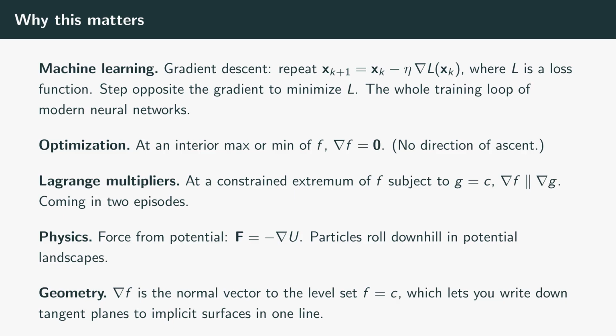Where does the gradient actually show up? Everywhere. Machine learning first. The training algorithm for almost every modern neural network is gradient descent. You define a loss function, L, that measures how badly your model is doing, you compute the gradient, del L, with respect to the network's parameters, and you nudge the parameters a small step in the direction of negative del L, which is the direction of steepest descent. Repeat a few million times. That's the whole training loop.